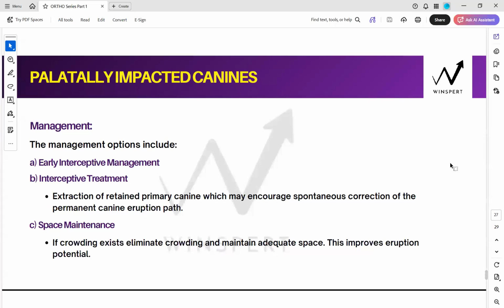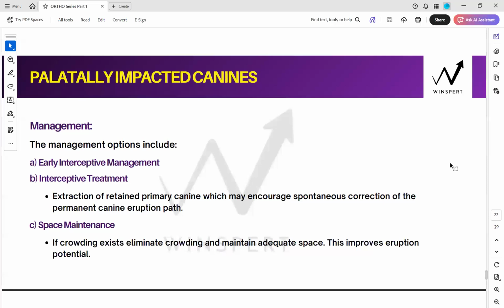All right, so let's talk about the management now. Management options include early interceptive management. Early diagnosis can improve the outcome. Ideal age for interceptive management is 10 to 13, which is before the eruptive age of canine, right? So early interceptive treatment can be done at the age of 10 to 13. At the age of 15, interception will not work. Clear for everyone?